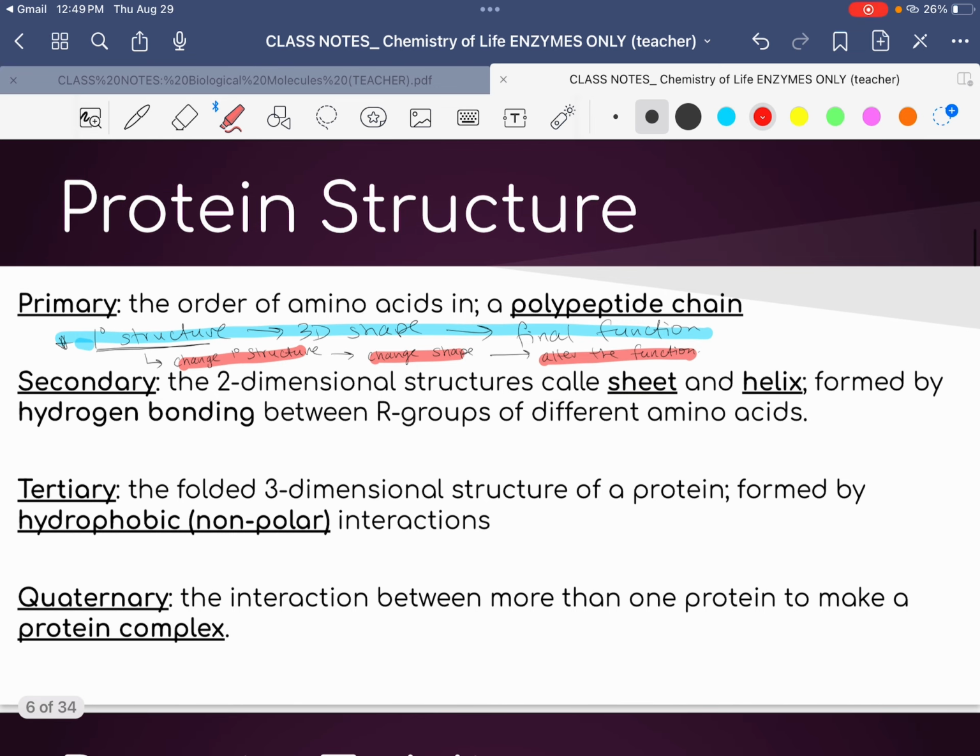Secondary structure is the two-dimensional structure. It's the sheet or the helix, the layering or the twisting, right? Those are formed by hydrogen bonding. The tertiary structure is that three-dimensional structure. It's formed by the hydrophobic interactions. And then the quaternary structure is a protein complex, right? More than one protein subunit will make a protein complex.